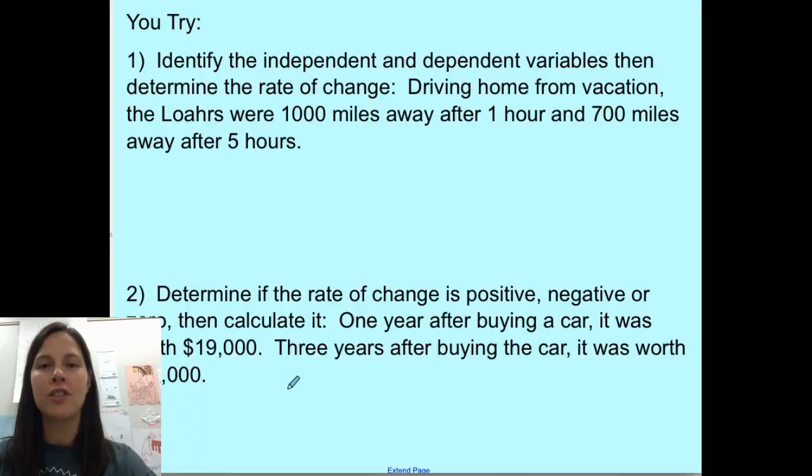You have 2 questions. Try to identify the independent and dependent variables as well as your rate of change.